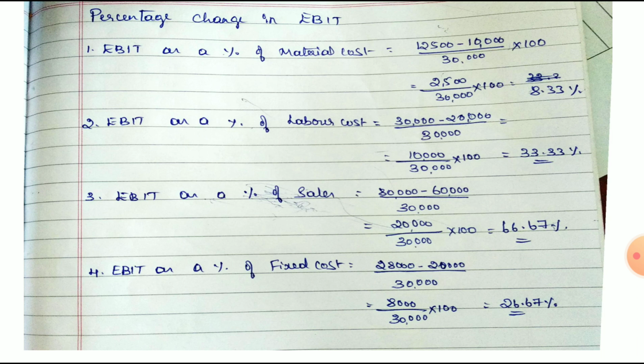So now we have to see: EBIT is highly sensitive to what? EBIT is highly sensitive to sales here, because sales declined by 25%, but EBIT has reduced by 66.67%. Then least sensitive to what? Least sensitive to material cost, because a 25% increase in material cost reduced EBIT by 8.33%.